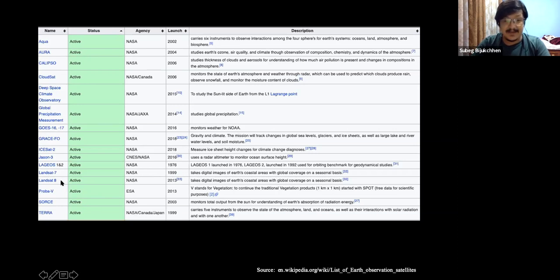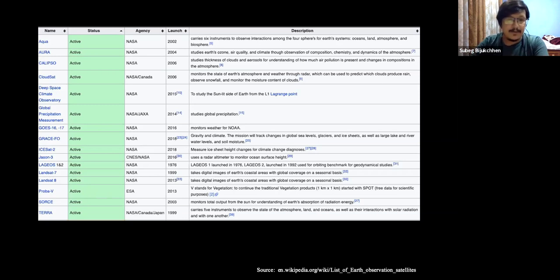And we have Landsat 7 and 8. There were like 1, 2, 3, 4, 5, 6, 7, 8. 1 to 6 is already out of order, means they don't work anymore. Now we are using 7 and 8 in the United States. And they also have, from European Space Agency, Proba, Sentinel, Terra. There are many of those. Okay, these are very few of the Earth observing satellites that we observe.